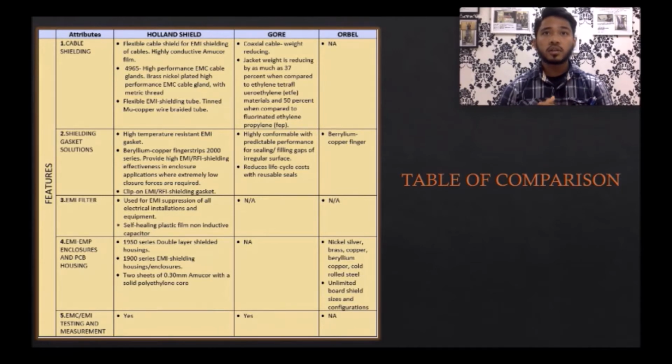While Orbel use material for housing like nickel, silver, brass, copper, beryllium, and etc., which can keep their strength at low temperature. Lastly, for the fifth attribute of features is EMI testing and measurement. Only Holland shield and Gore have did the test, while Orbel has no EMI testing and measurement.